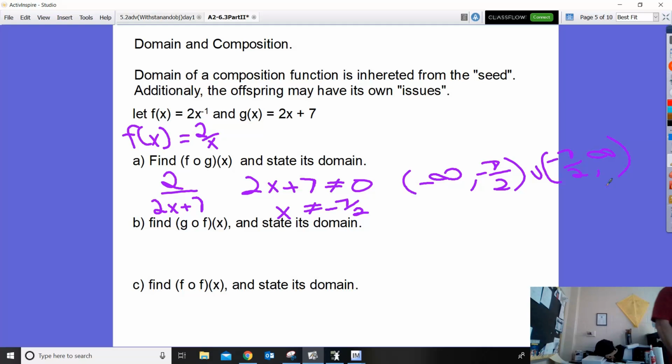Find g of f of x and state its domain. This is going the other way around. This is g of f of x. Everywhere I see an x in g, what does it become? It becomes 2 over x. So I start writing g: I write the 2, I see an x. What do I replace that x with? 2 over x. Plus 7. I clean it up a little bit. What's 2 times 2? That's 4 over x plus 7.